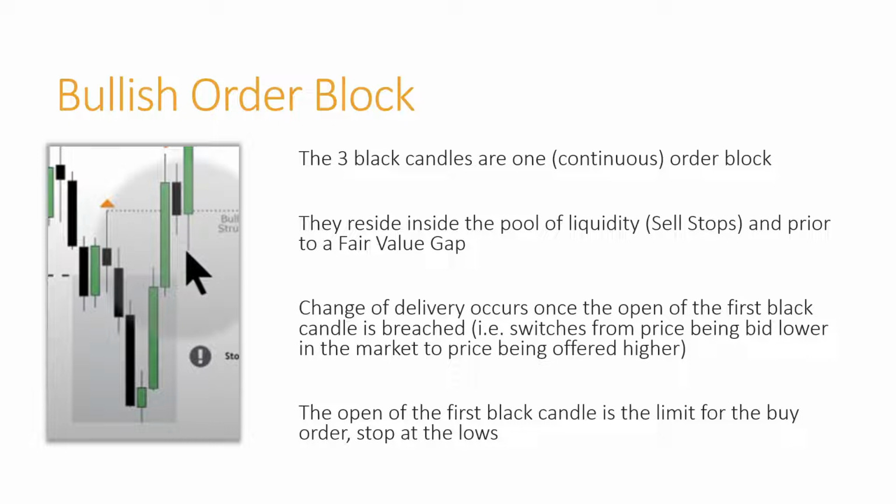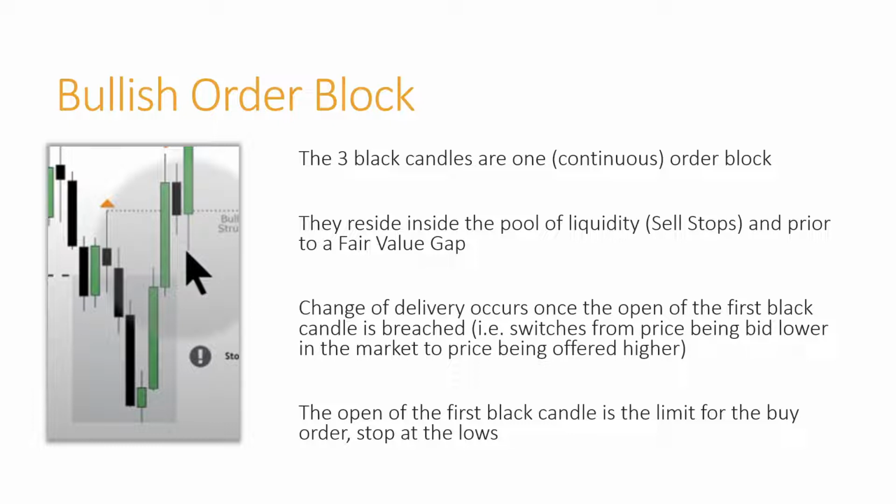So let's start with a bullish order block. You can see here from the diagram, which is lifted from ICT's lesson, that we have 3 consecutive candles in this down move. This is from the push lower into liquidity, the push into the old lows. So the 3 candles are one continuous order block. And the important part of the order block is it resides inside the pool of liquidity, the sell stops, and prior to a fair value gap.